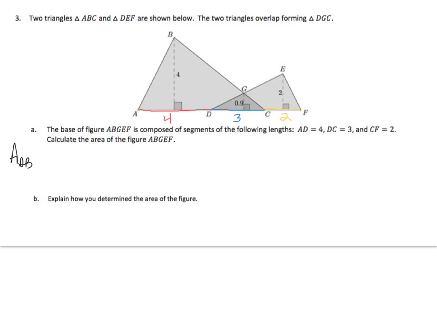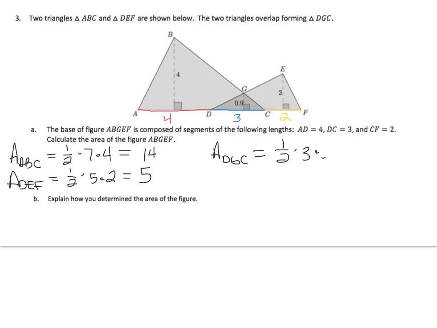Area of ABC is 1/2. Let's see, ABC, the base is 7. You see that? 4 plus 3. The height is 4. 7 times 4 is 28. Half of that is 14. The area of DEF is 1/2. The base of DEF is 3 plus 2, 5, times the height, which is 2. 5 times 2 is 10. Half of that is 5. And then the area of DGC, 1/2 base times height, that gives me 1.35. So the area of the figure, well, let's be responsible. ABGEF is going to be 14 plus 5 minus 1.35.